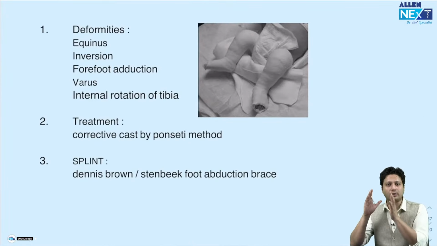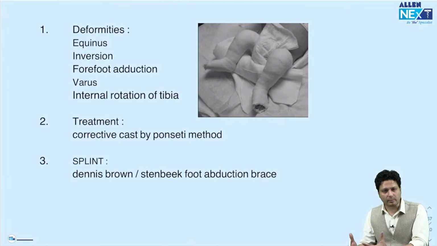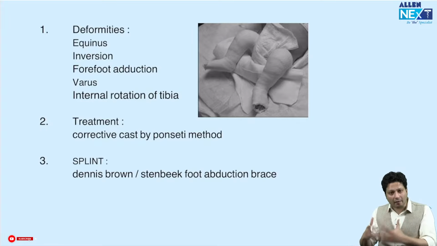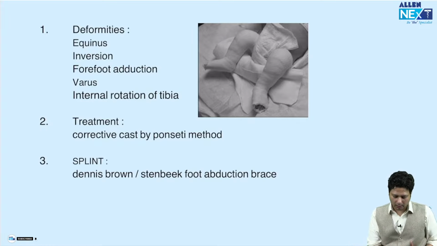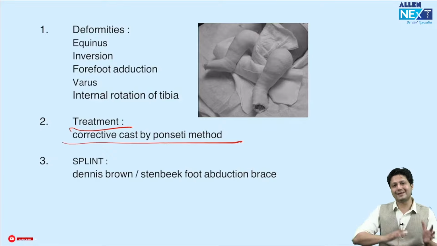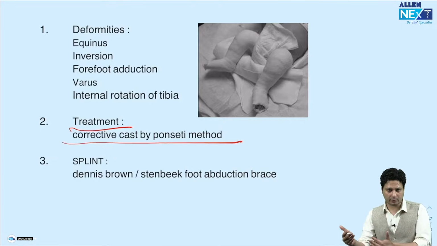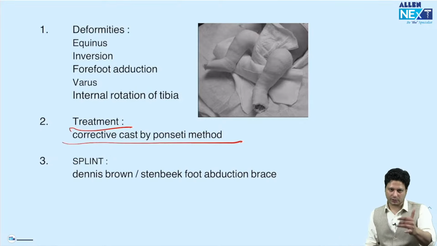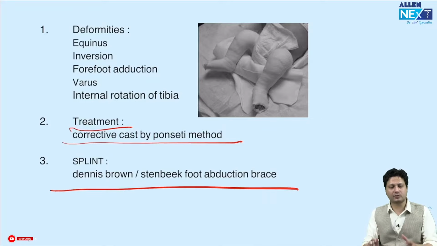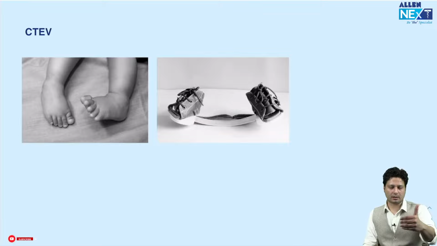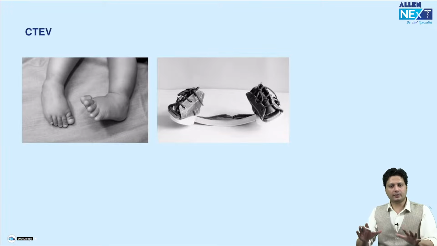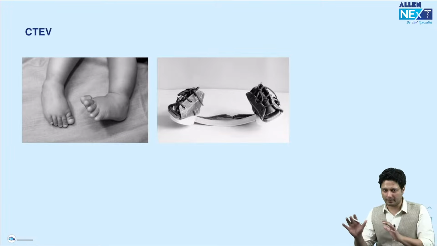They will ask about the deformities. What are the principal deformities? They will ask about the management. They have already asked about the treatment which is related to Ponseti and the Kites and what is the difference between the two. All right. Remember, it is always the Ponseti method. As far as the splints which are required for the maintenance of the correction of this deformity, it is the DB splint or Steenbeek foot abduction brace.